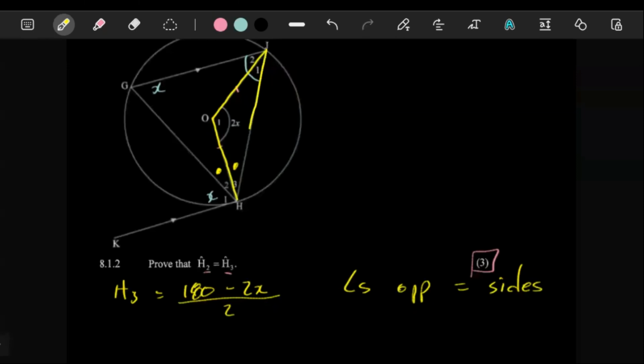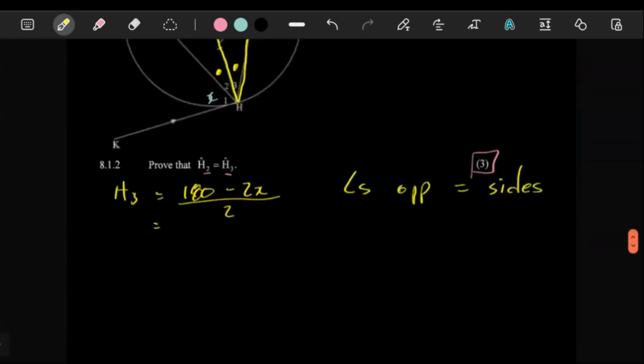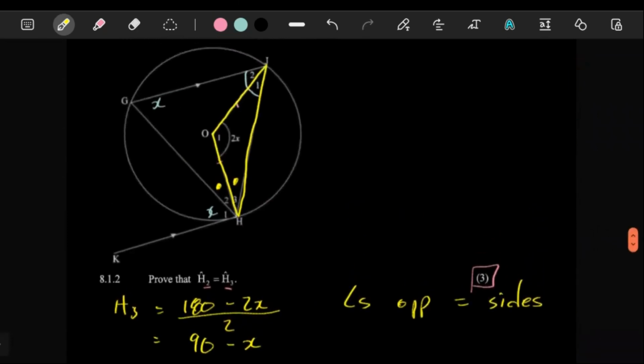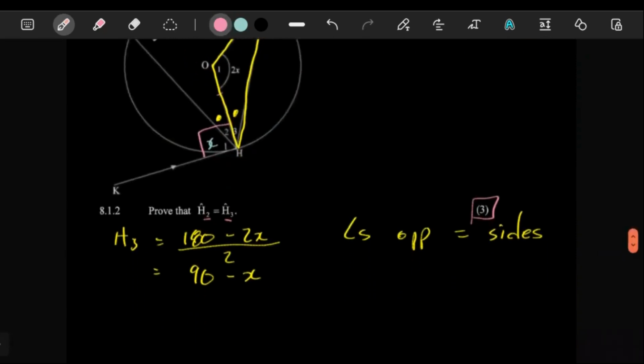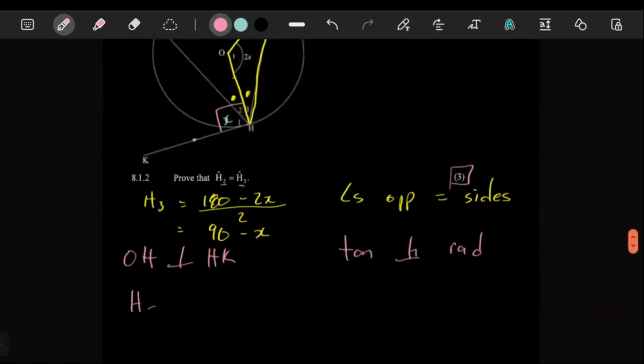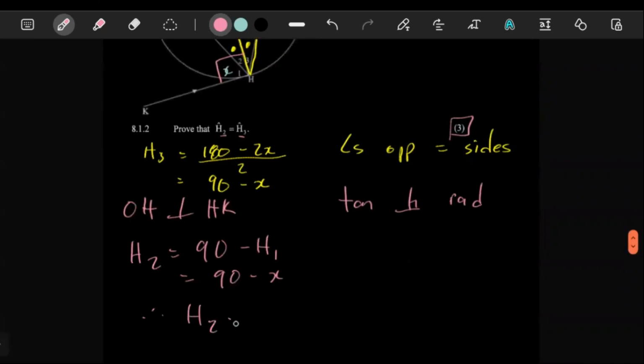So let's get a value for H3. So this is giving us 90 minus x. So we have H3. Fortunately, we know that this is also a 90-degree angle because of tangent perpendicular radius. So let's tell them that OH is perpendicular to KH. The reason is tangent perpendicular radius. So the whole thing here is 90. So automatically H2 is going to be equal to 90 minus H1, which is going to be 90 minus x. You see? Therefore, H2 is equal to H3.